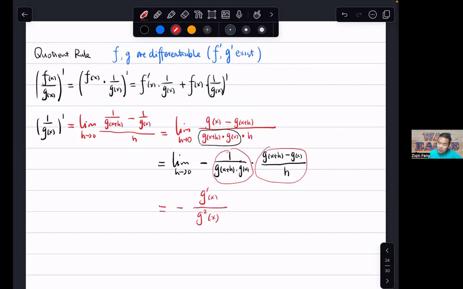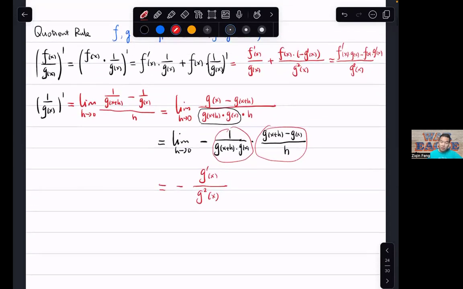So this is equal to f prime of x over g of x, plus f of x times negative g prime of x over g squared of x. Take out the common factor, and you get g squared of x in the denominator. This is f prime of x times g of x minus f of x times g prime of x. So this is our quotient rule and also the rule for the reciprocal of a given function.